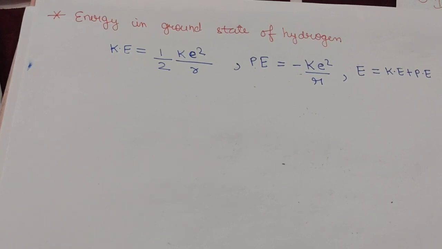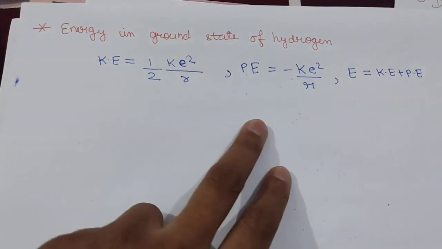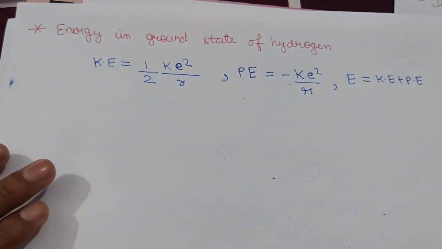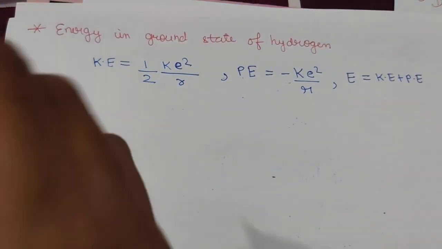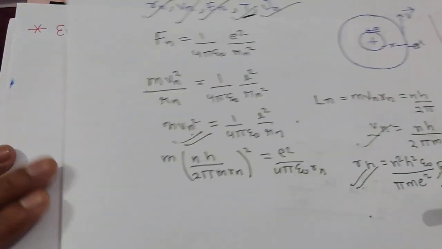Hello everyone, today we'll learn the concept of energy in the ground state of the hydrogen atom. So we need to know the kinetic energy, the potential energy, and the total energy, which is the sum of the kinetic energy and potential energy. So here we'll see how this formula comes from the previous Bohr's theory.